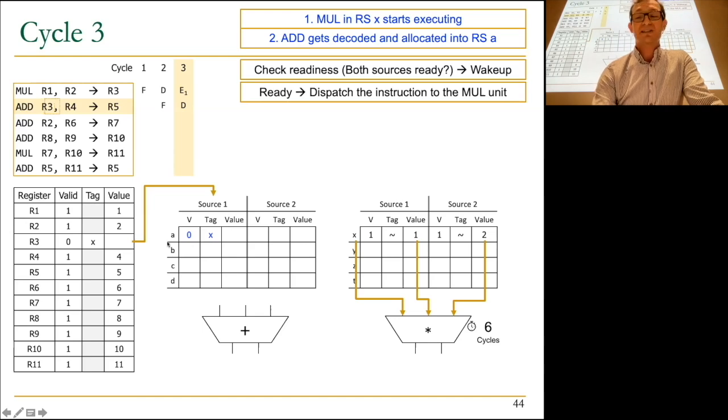The second source is, let's say, that went very fast. The second source is R4. It's very similar to earlier cases. Basically, it's valid, the value is 4. But this add cannot execute because one of its sources is not ready. So it's going to wait.